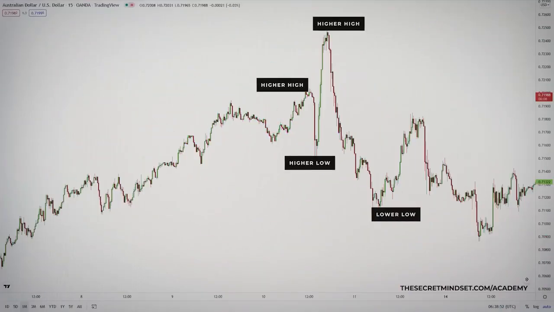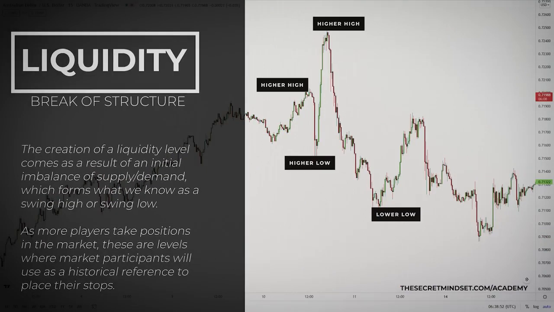Now, very important, the creation of a liquidity level comes as a result of an initial imbalance of supply and demand, which forms what we know as a swing high or low. As more players take positions in the market, these are the levels where market participants will use as a historical reference to place their stops.